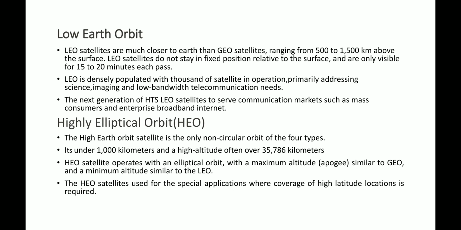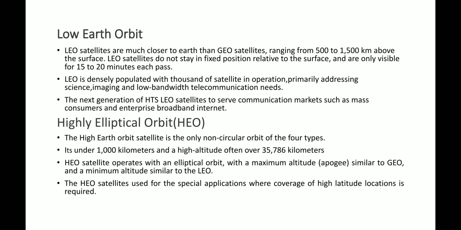LEO satellites are much closer to Earth than geosatellites, ranging from 500 to 1500 km above the surface. LEO satellites do not stay in a fixed position relative to the surface and are only visible for 15 to 20 minutes each pass. LEO is densely populated with thousands of satellites in operation, primarily addressing science, imaging, and low bandwidth telecommunication needs. The next generation of HTS LEO satellites will service communication markets such as consumers and enterprise broadband internet.